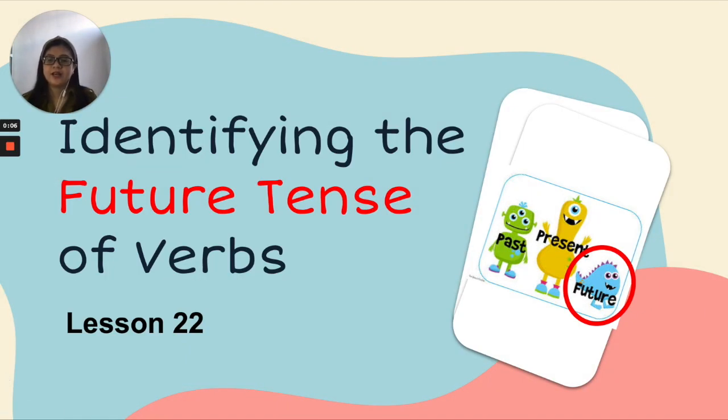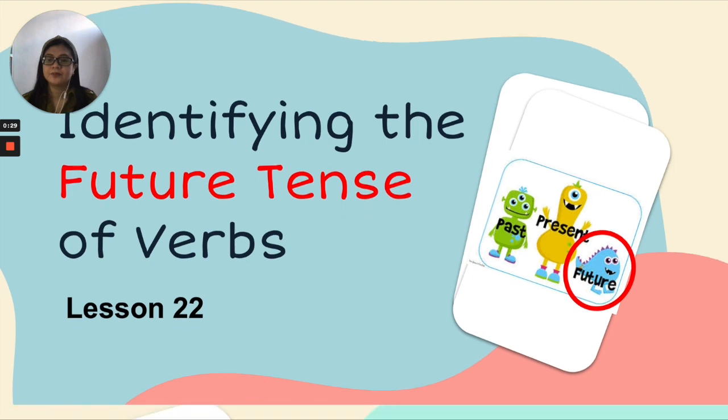So this is lesson 22, and for today we are going to talk about identifying the future tense of verbs. We are done talking about the past tense form of verbs as well as the present tense of verbs. So for this lesson we will talk about the future tense of verbs.